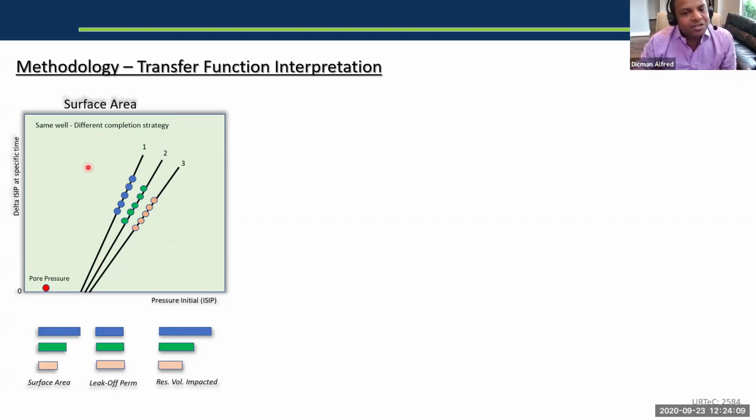Just by looking at how the slope is changing, you would know that for surface area number 3, you didn't create much compared to number 1. Is it good or bad? That's a different question. But surface area wise, you did not create much surface area compared to number 1.